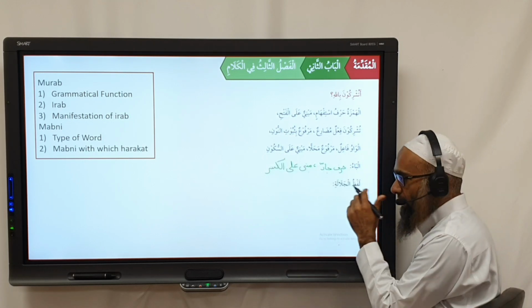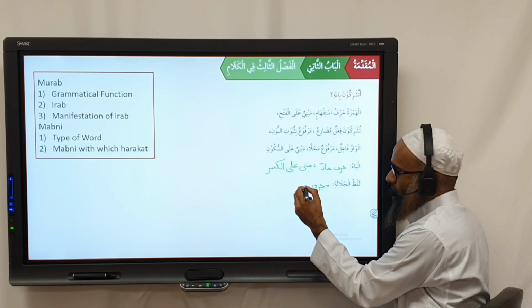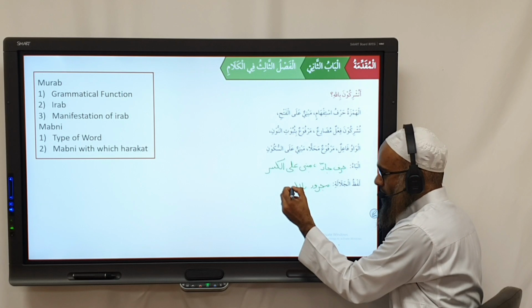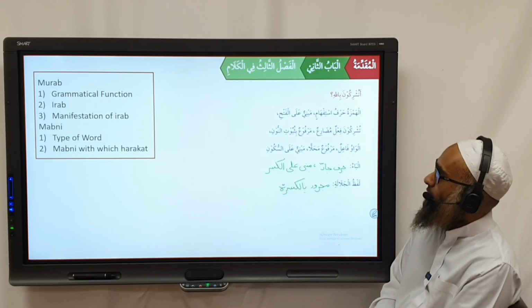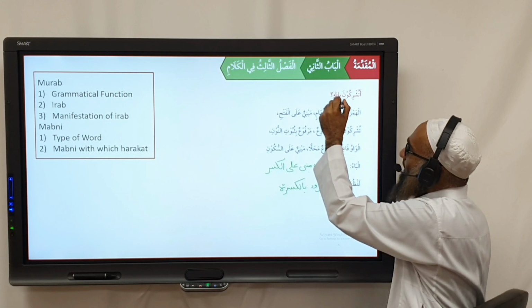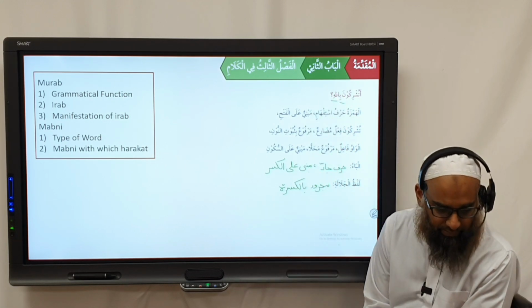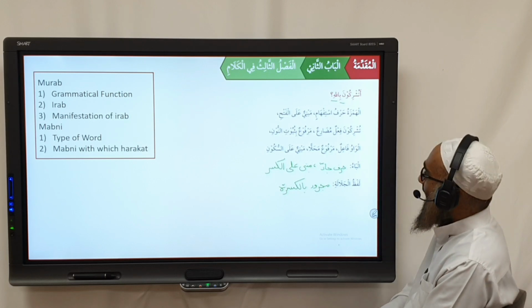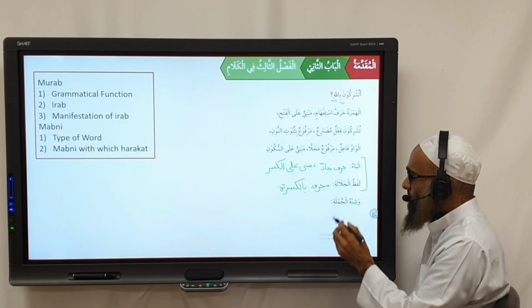Lafz jalala. What is lafz jalala? So it's what? Majroorun bil kasrati. Because the ba is harfun jar. Ba is the amil. It makes it majroor. So it becomes majroorun bil kasrati. Understood? Majroorun bil kasra. And then the whole shibul jumla becomes what now? This whole thing, this shibul jumla becomes what?